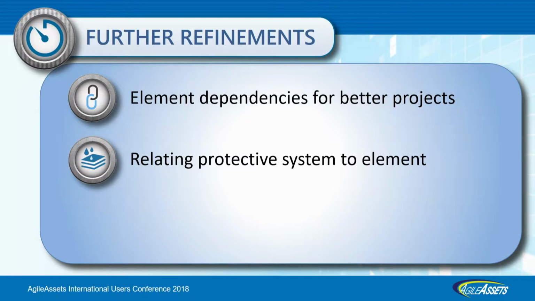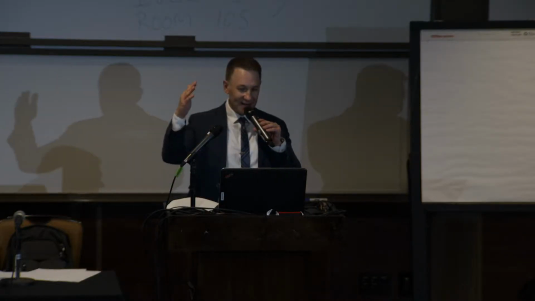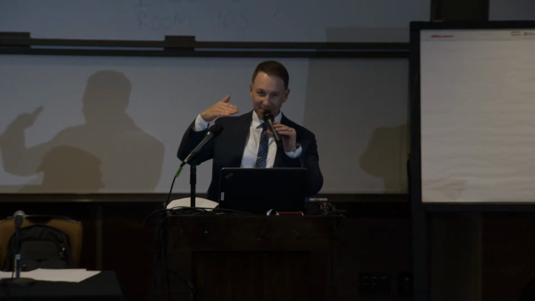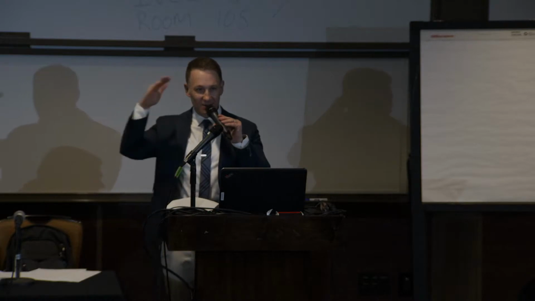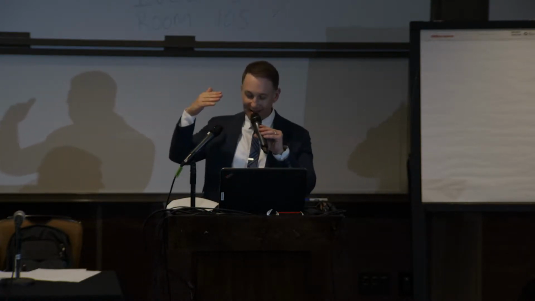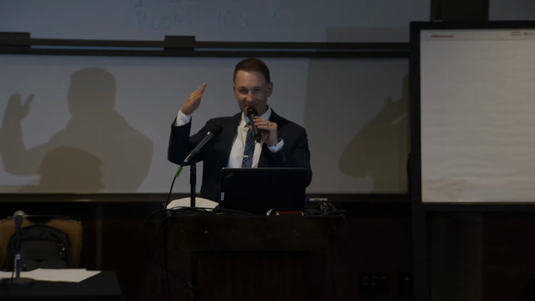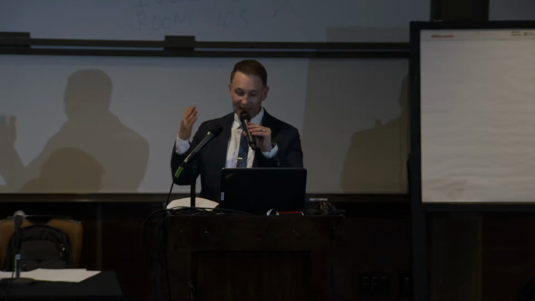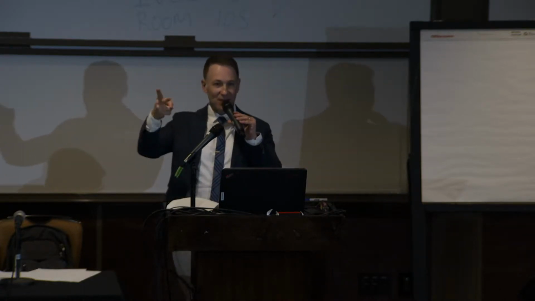Another thing is relating the protective system to the element. It's fairly straightforward to know that if you fix a deck and it goes from a 5 to an 8, then the benefit there is a 3. However, painting an element, while it's really good for that element, is not necessarily going to take that element from a rating of 5 to a 6 or from a 6 to a 7. But it will take longer for that to deteriorate because now you've got some paint on it. So the challenge is how to measure that benefit when there's not an actual rating change.